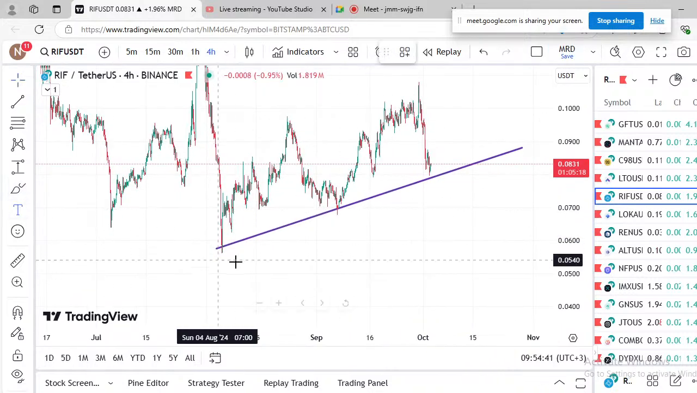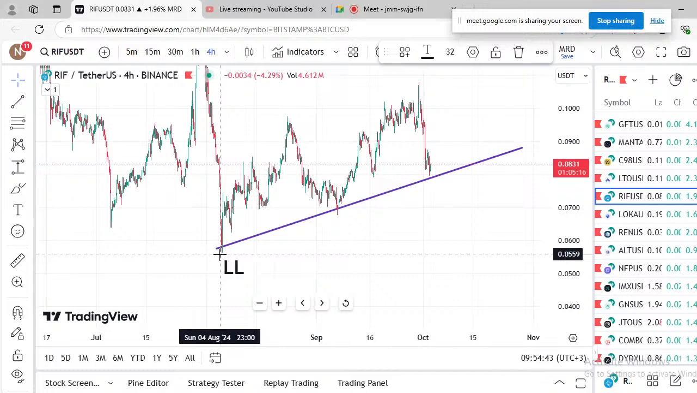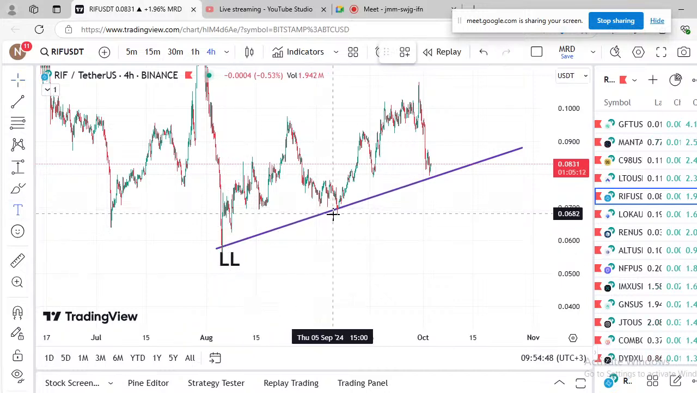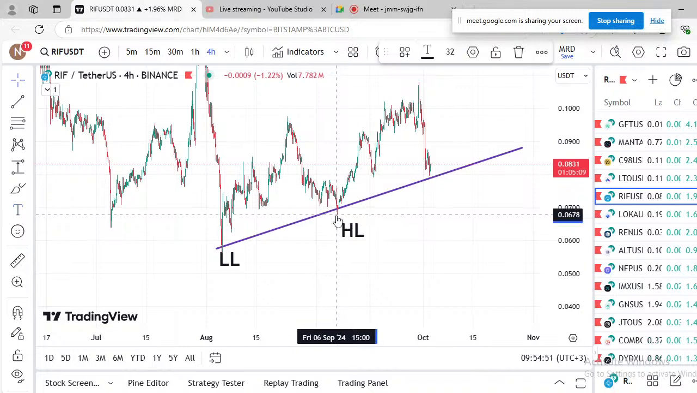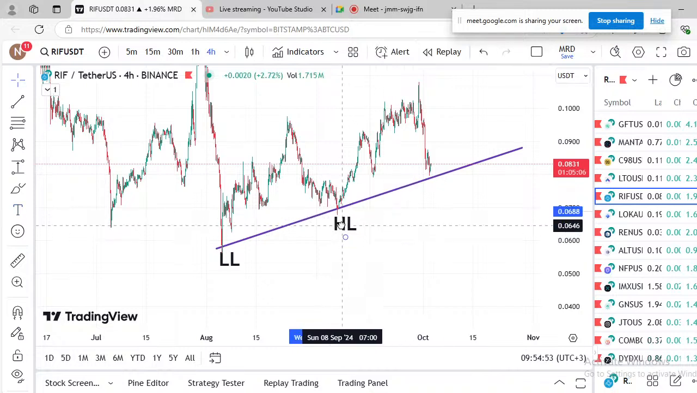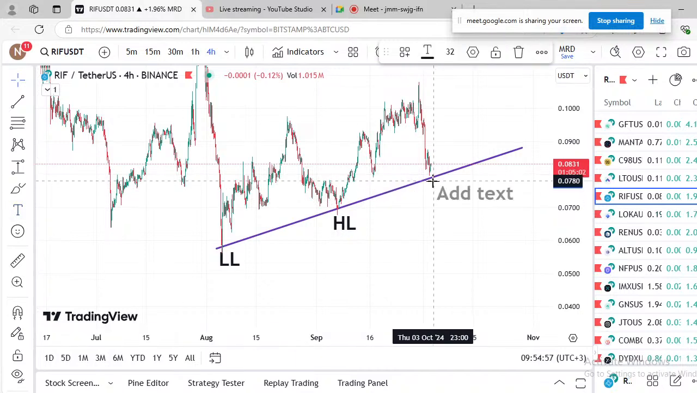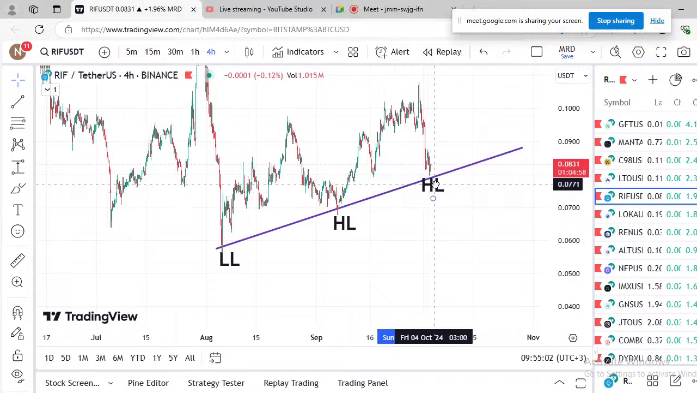Call this one low. Call this one low. Call this one low. Then call this one higher low. It's a matter of using common sense. Things are not hard, it's only us who are making them hard. This is it. Can you see?